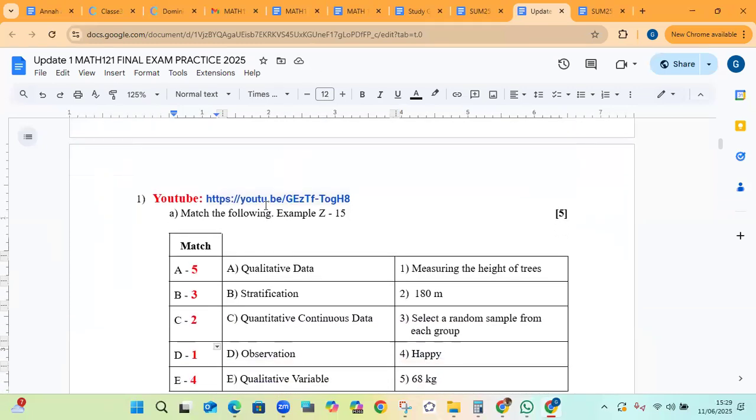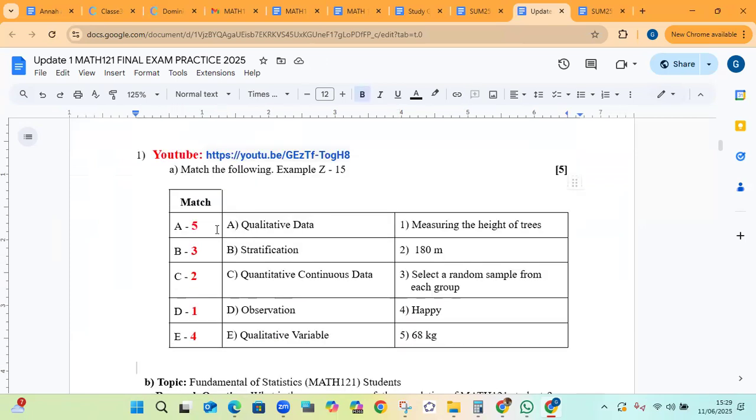Here is a YouTube. Please click on this YouTube, view it. You will be matching what is the qualitative data. You should know what is the qualitative data. Yes, the answer is in red. Qualitative data, number 5, 68 kilograms. Okay. Stratification, what is that about? It is matched to 3, selecting a random sample from each group. So you will be matching.